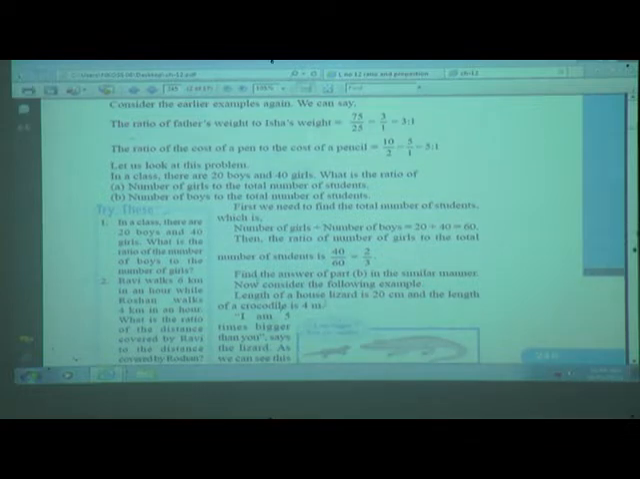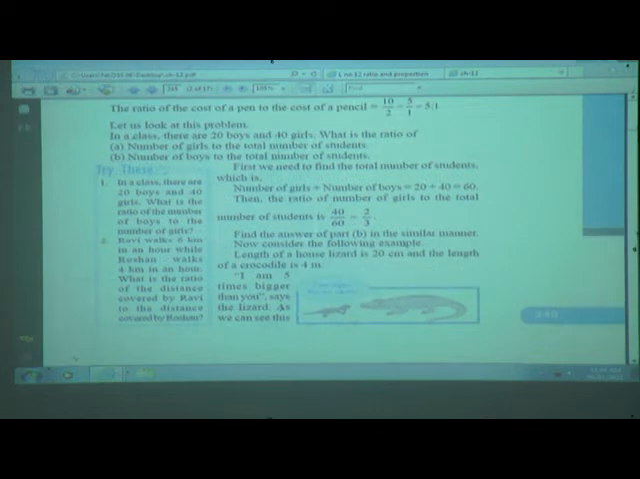Next, find the answer of part B in a similar manner. Now how can we find the number of boys to the total number of students? How many boys are there? 20. And how many total students? 60. So 20 by 60. So 0 0 cut, we get 2 1s are 2 and 2 3s are 6. So we got 1 by 3. Number of boys to the total number of students is equal to 1 by 3.